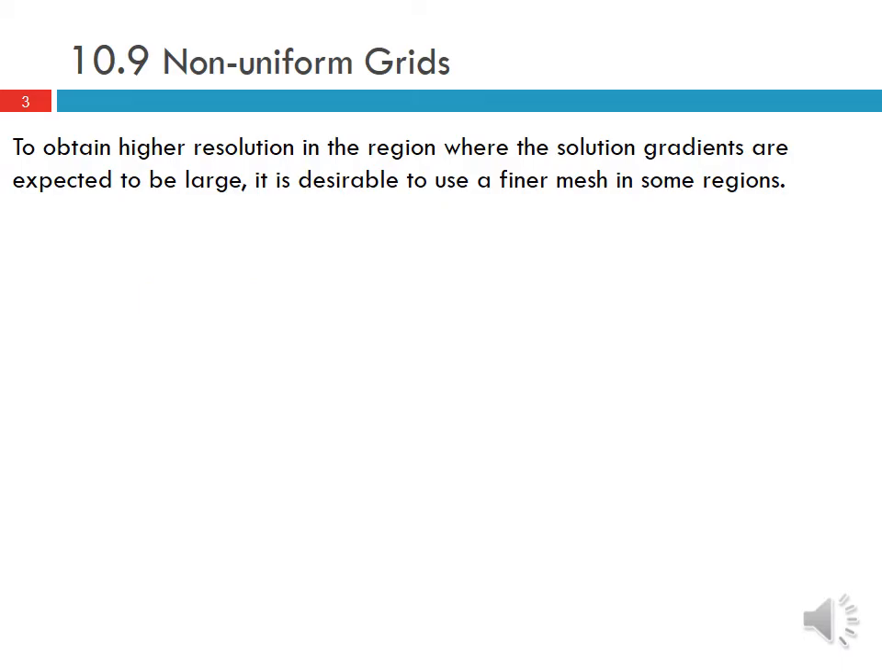So in many applications, the function can vary rapidly in part of the domain and have mild variations elsewhere. In computationally intensive applications, it's considered wasteful to use a fine grid capable of resolving the rapid variations everywhere in the domain, but it may be of interest to have higher resolution in the region where the solution gradients are expected to be large, and lower resolution elsewhere. So we may want to use a finer mesh just in some regions.